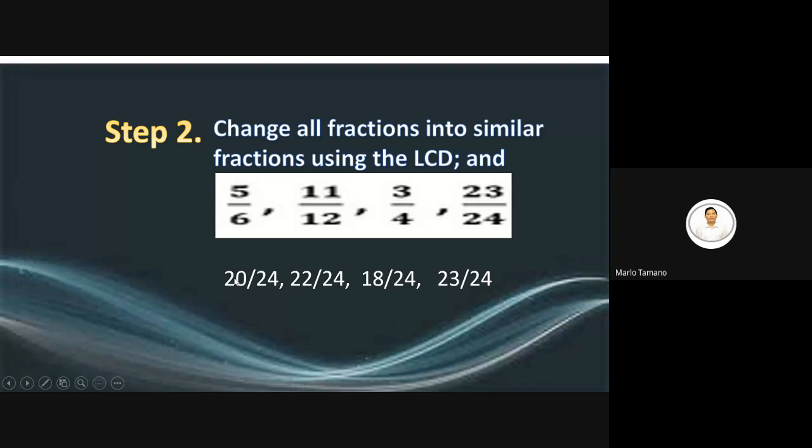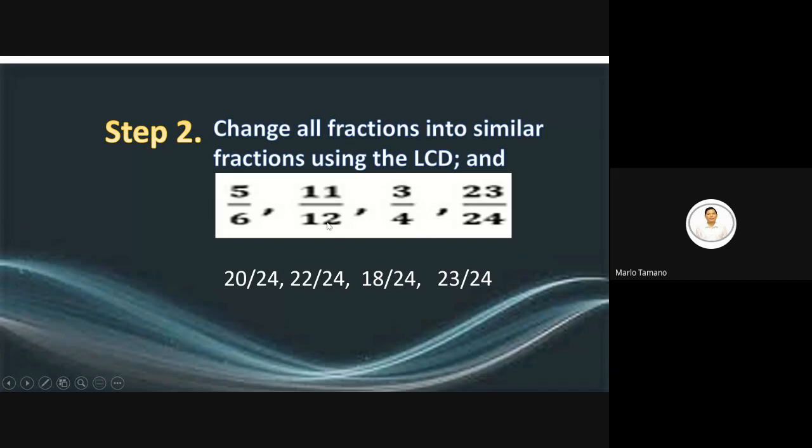Paano tayo nagkaroon ulit ng bagong numerator? So 24 divided by 6. How many 6 do we have in 24? It's 4. Then multiply it by 5. So 4 times 5 is 20. So po, ito na po yung kanyang equivalent fraction. So 20/24.